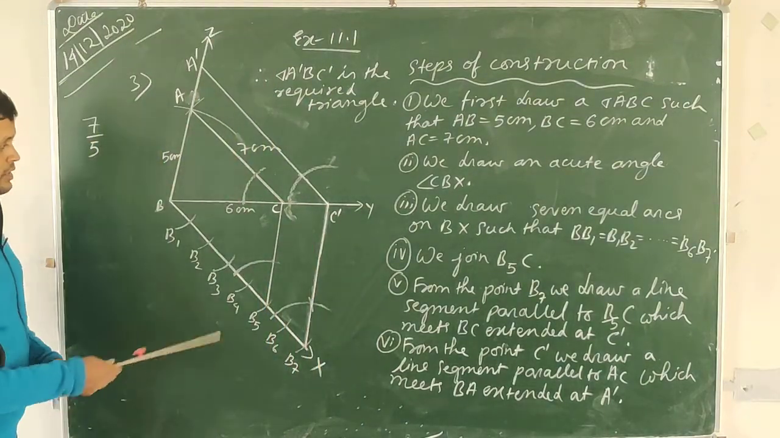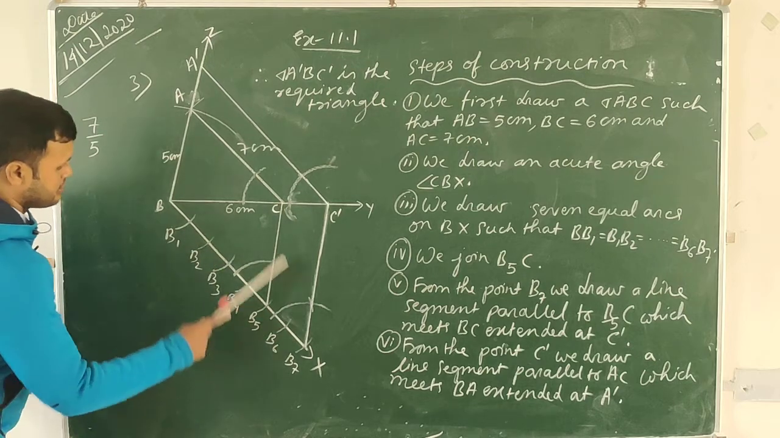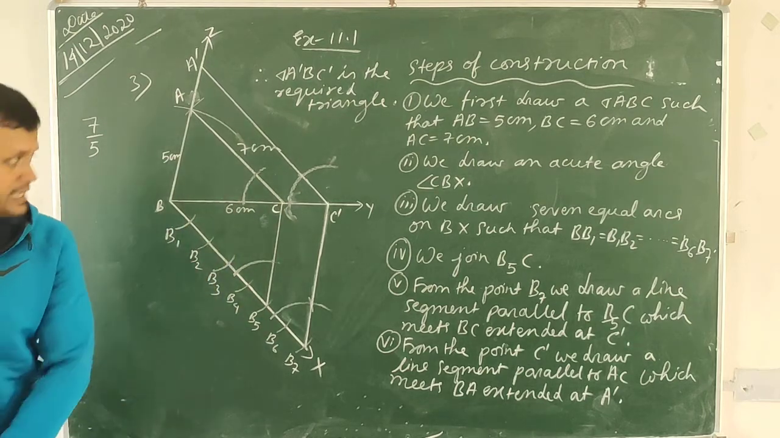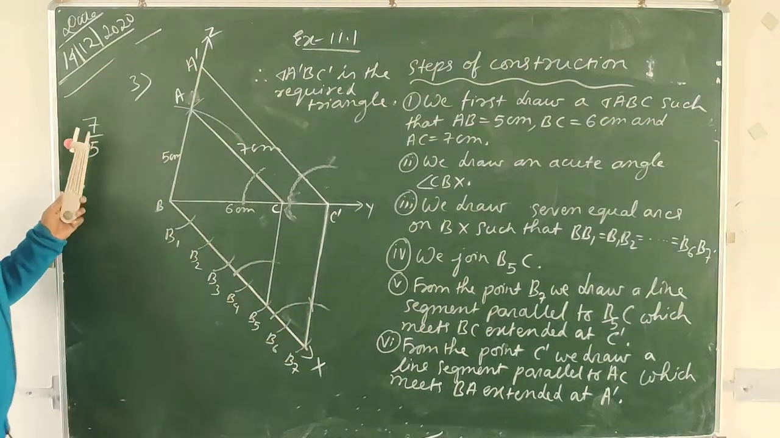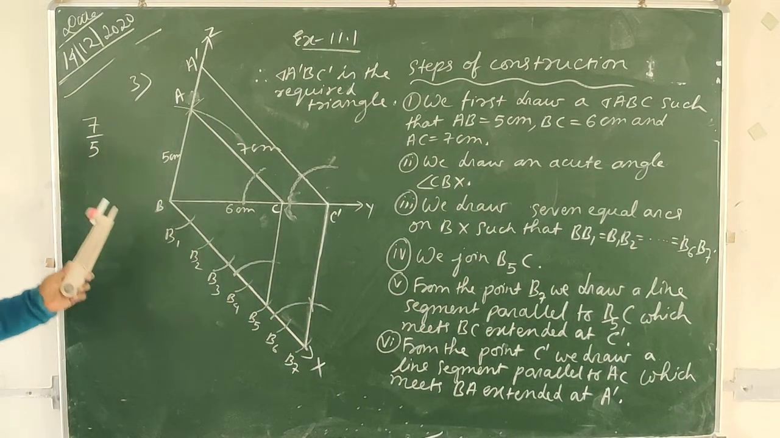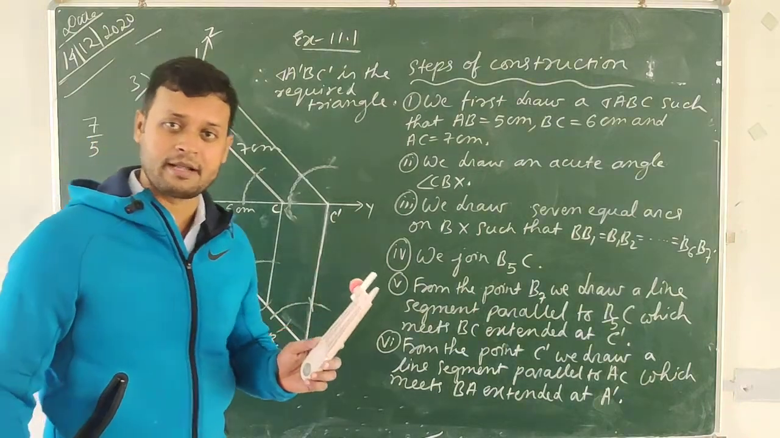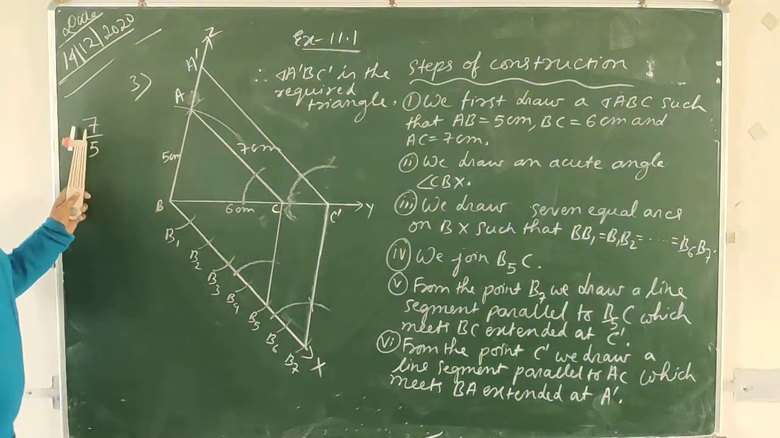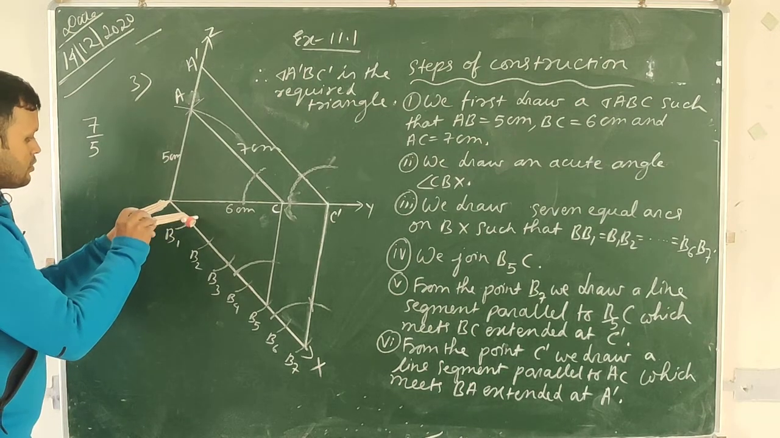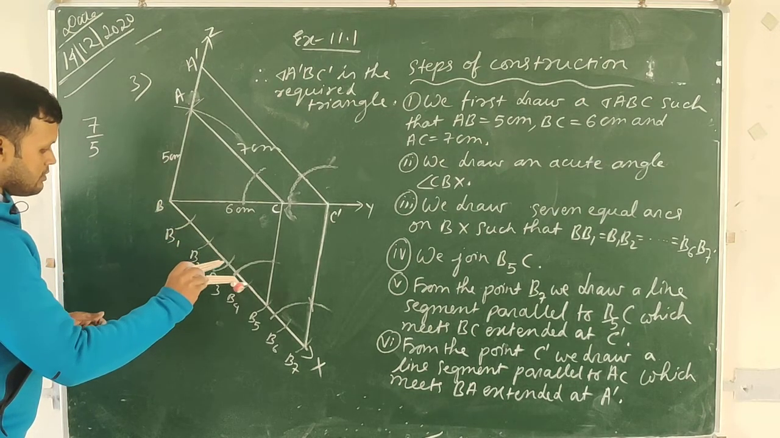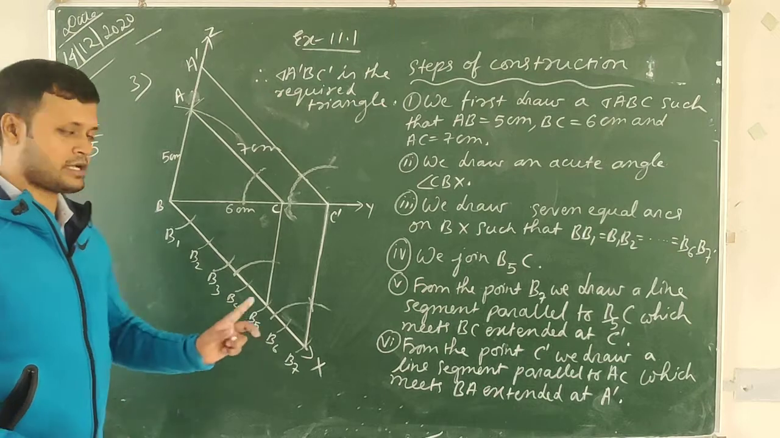So for that we will draw an acute angle CBX. After that, students, the ratio is, just like the before one, 7 by 5. In the ratio 7 by 5, which is the bigger number? 7 is the bigger number, isn't it? So let us draw 7 arcs here. 1, 2, 3, 4, like this. 7 equal arcs we will draw.